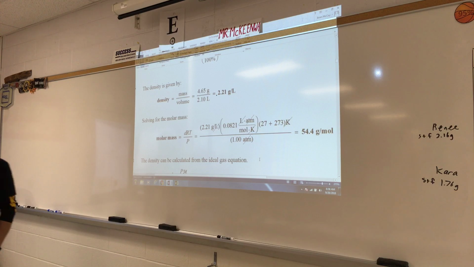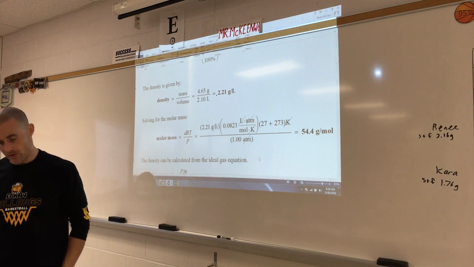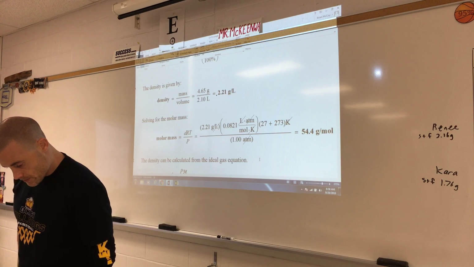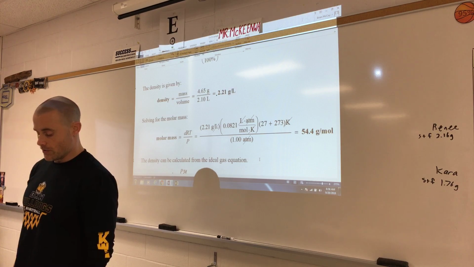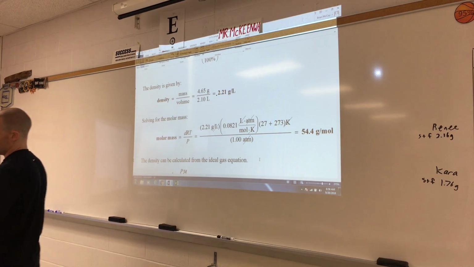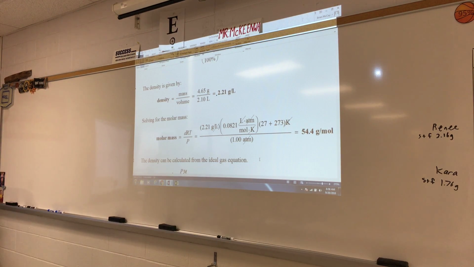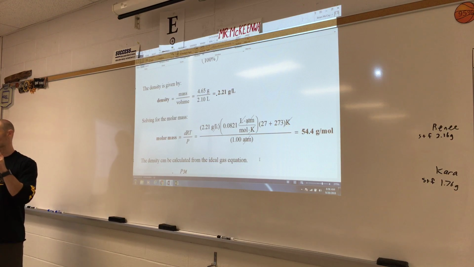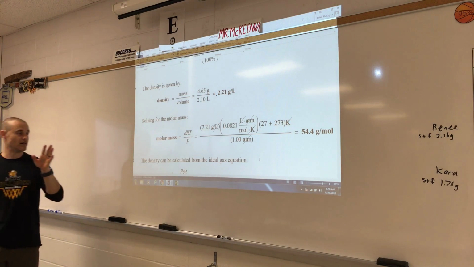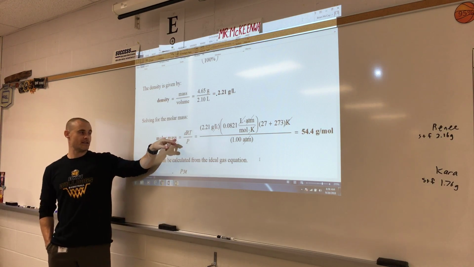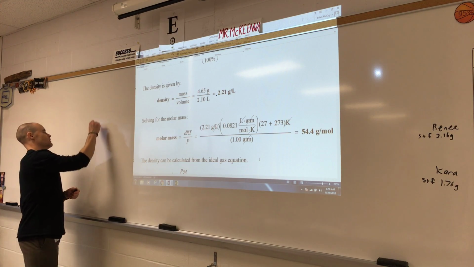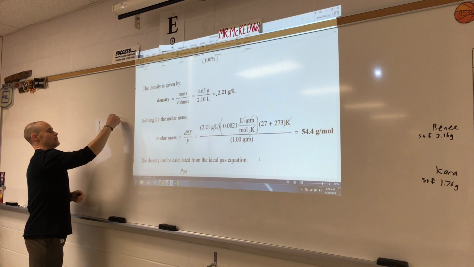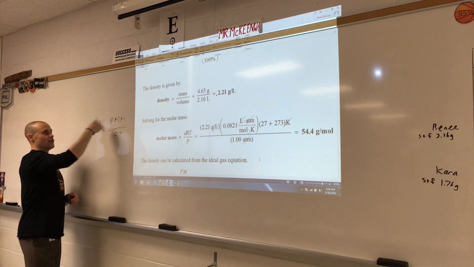54.4 grams per mole. So they give us the density, right? Yeah, so the density is 4.65. Okay, so they don't give us the density. So, okay, here's what they did. They use that density equals P times molar mass over RT. That's what they use. So they use density equals PM over RT, in case you're confused, and then they rearranged it.